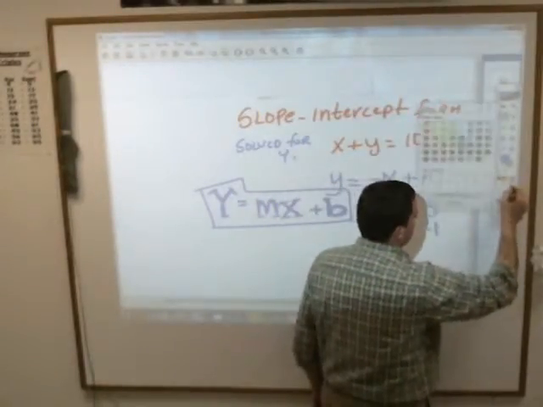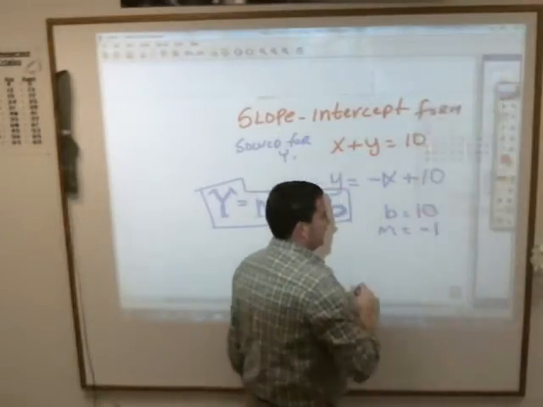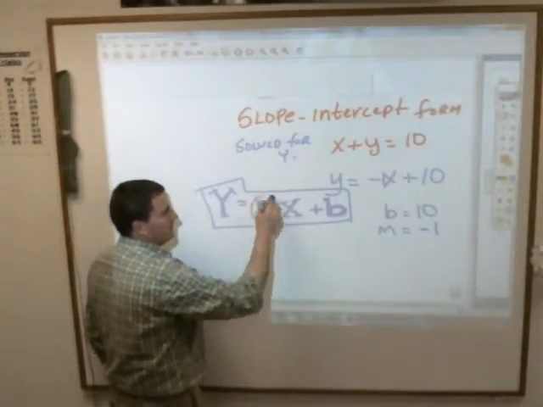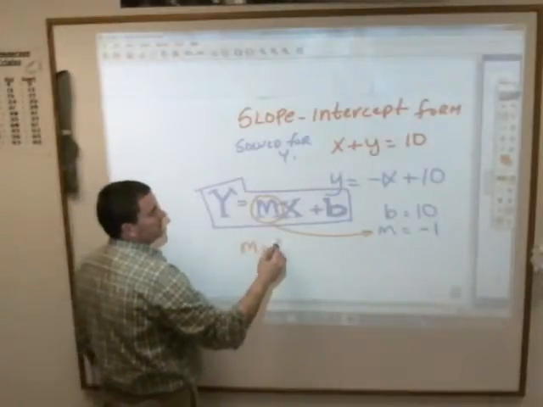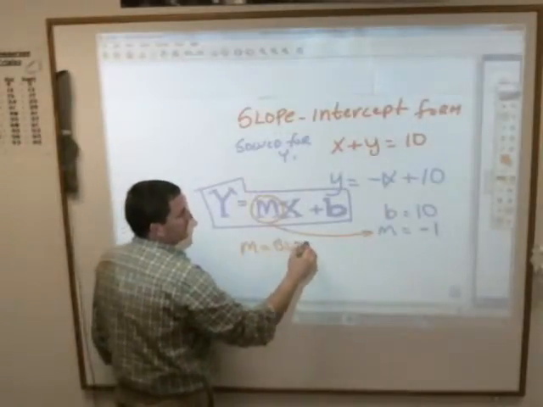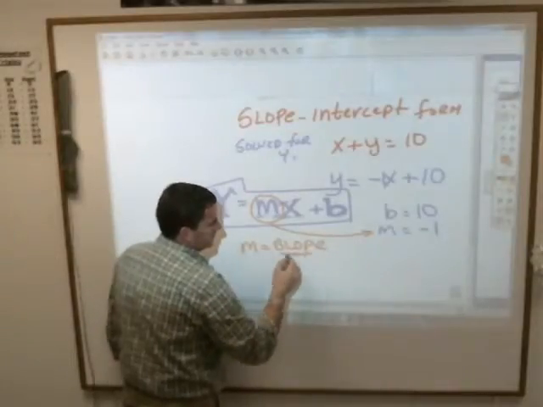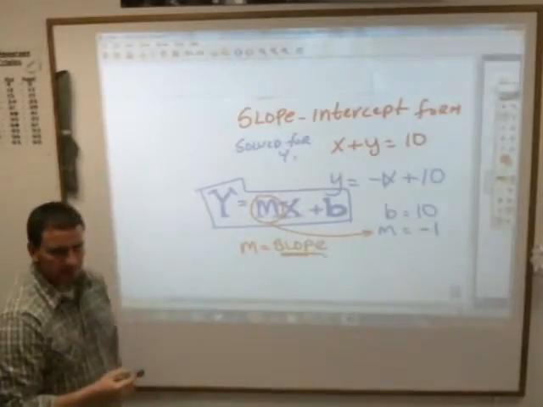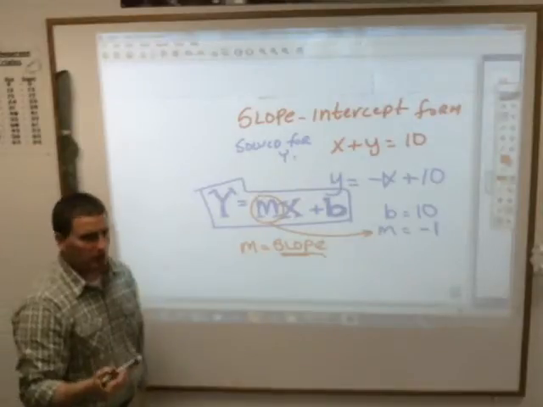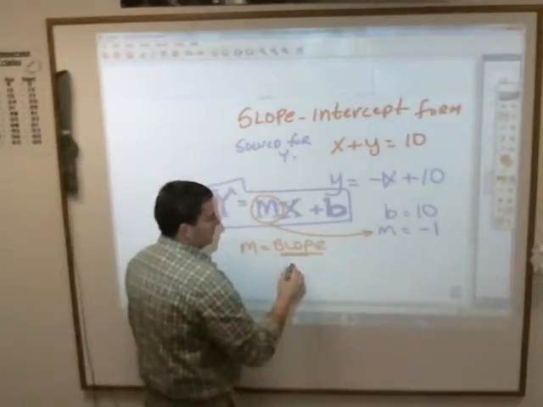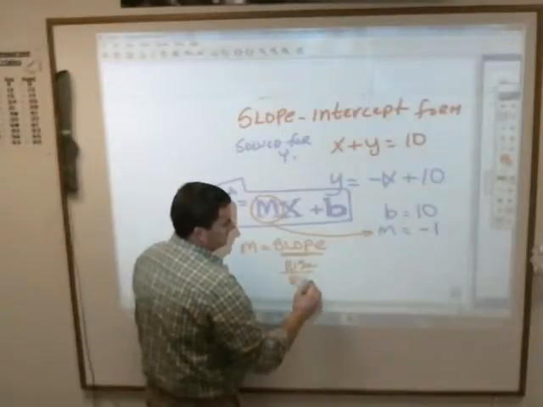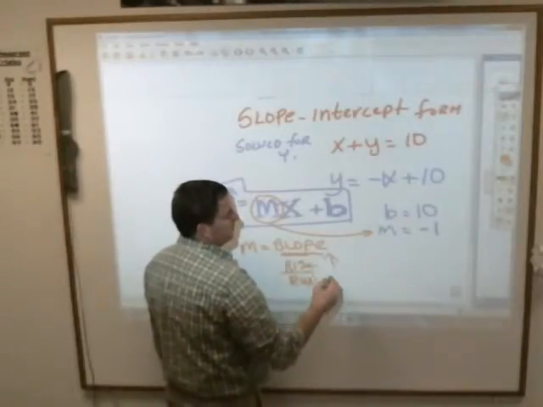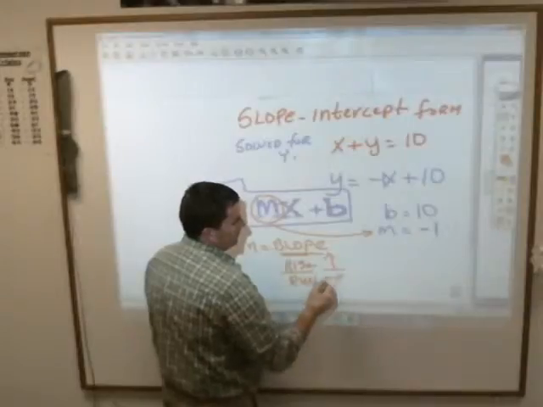Okay, it's called slope-intercept form because the letter M, right here and right here, in math, the letter M is the slope of the line. Have we done any slope stuff? Yeah. We have. And what is slope? Slope is the rise over the run, or how far up something goes for how far over it goes.